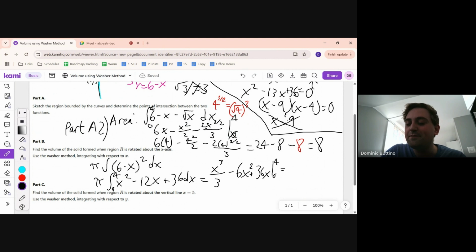Okay, so we're going to go from 0 to 4. And what do we get? 4 to the third power is going to give us 64 thirds minus 6 times 4 squared, which is 6 times 16, which is 96, plus 36 times 4 is 144. What does that equal? And yeah, we still have to do another integral. We're just finding this volume first. I don't think we'll solve the last one.